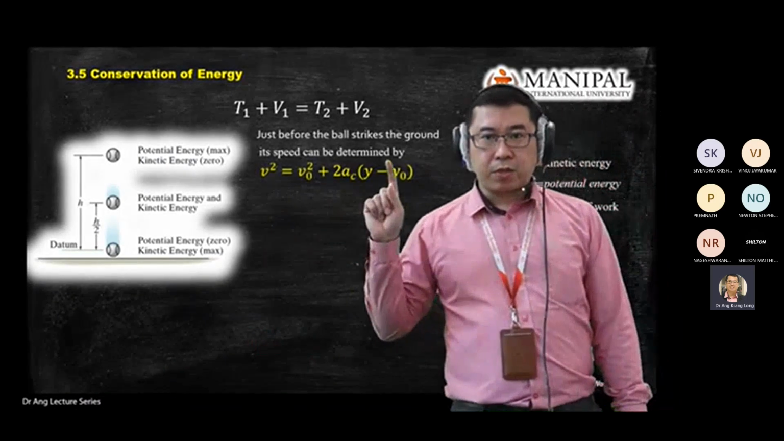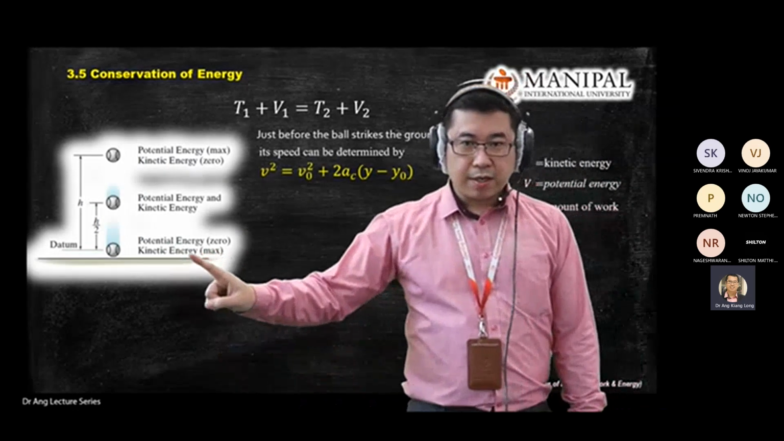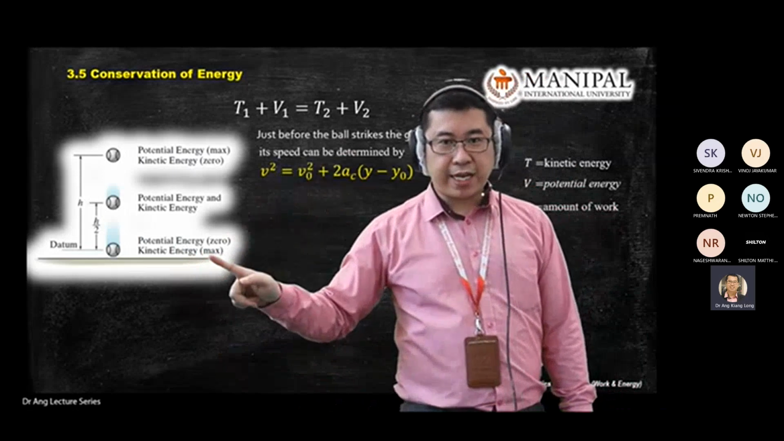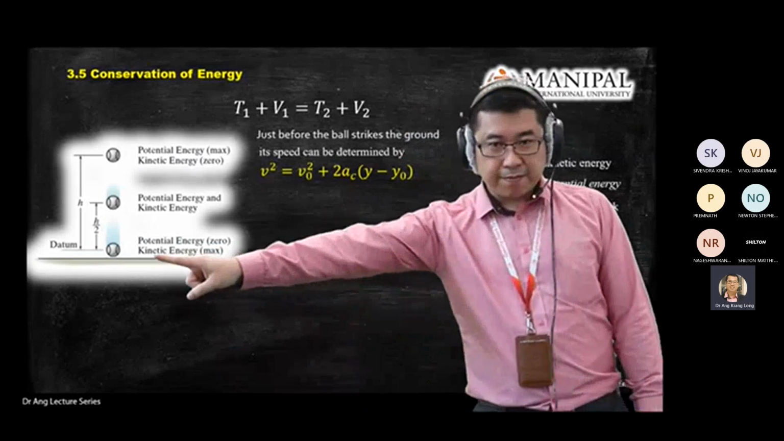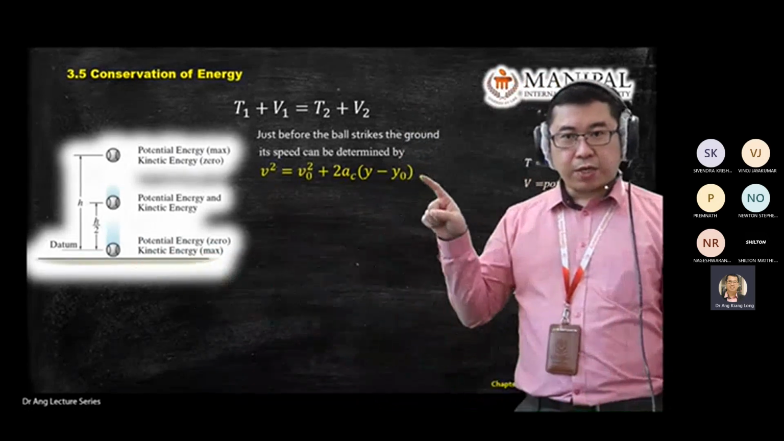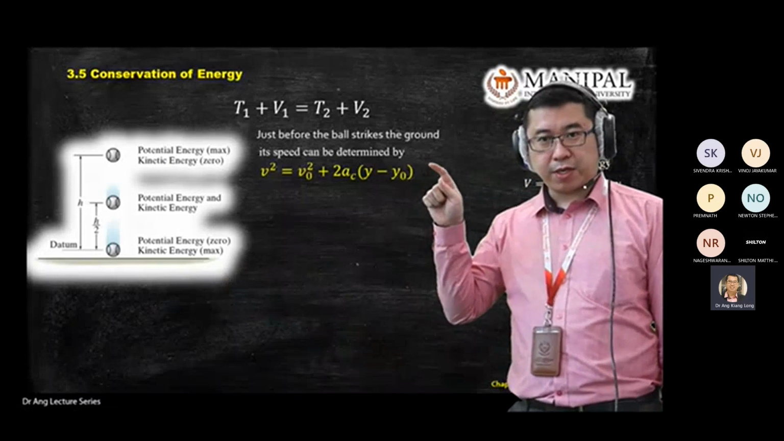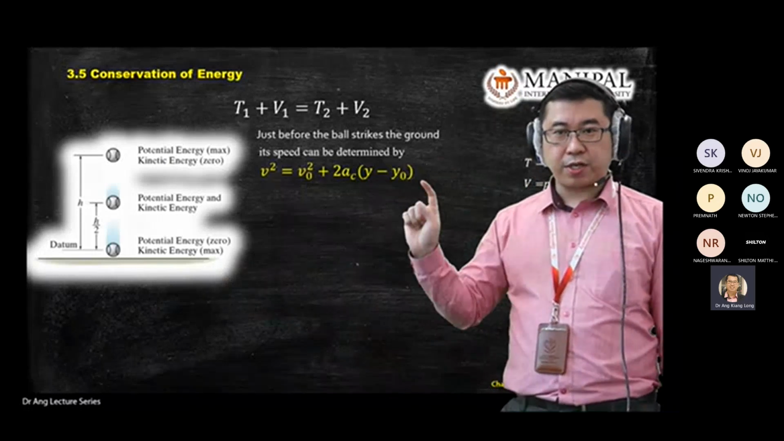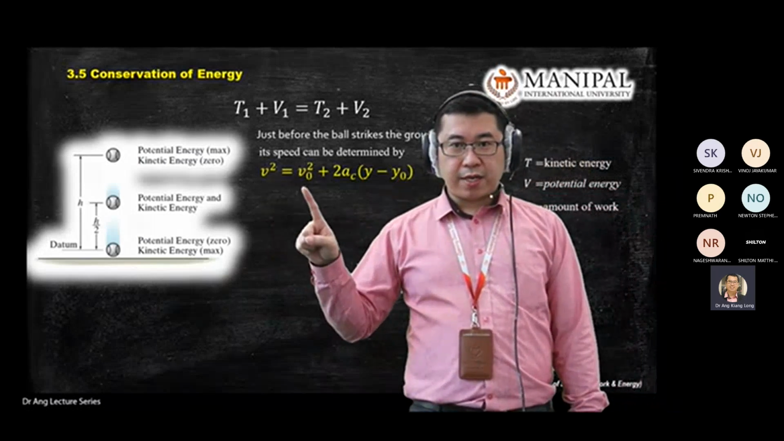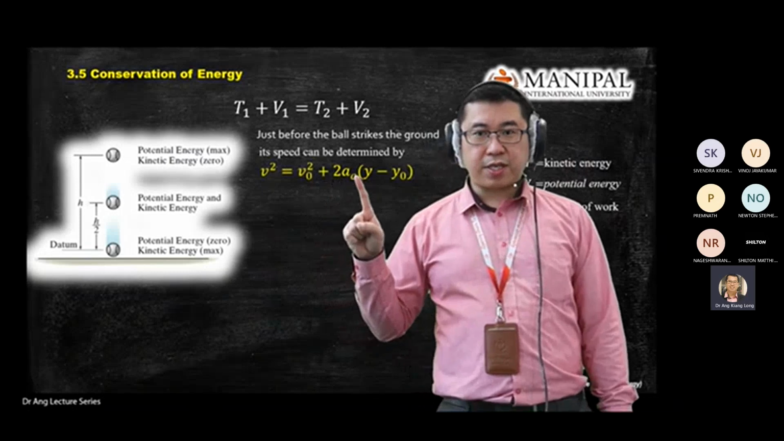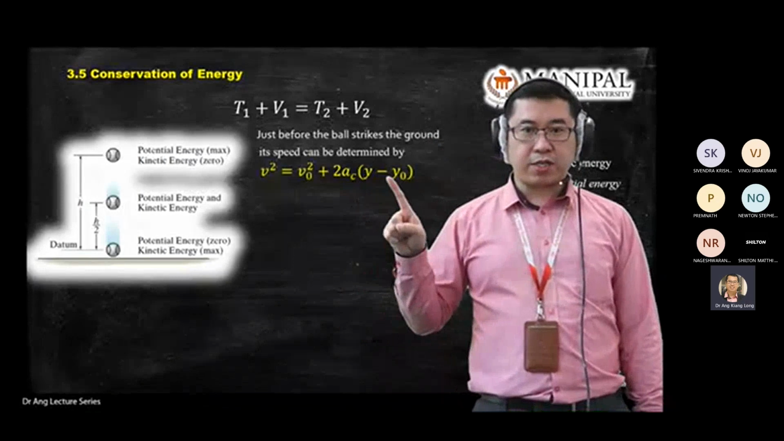So just before it hits the ground, you know by logic that kinetic energy becomes maximum, but you don't know what the speed is before it hits the ground. What you do, you use again the equation of motion derived by Newton. So v square equal to v naught square plus a c y minus y naught. So here you know what your height is.